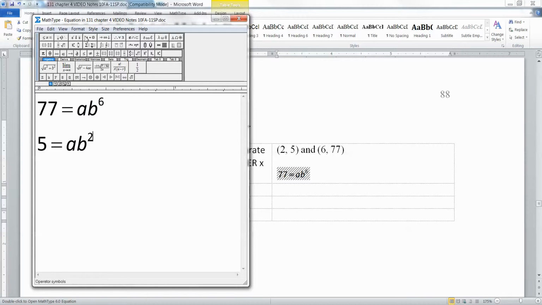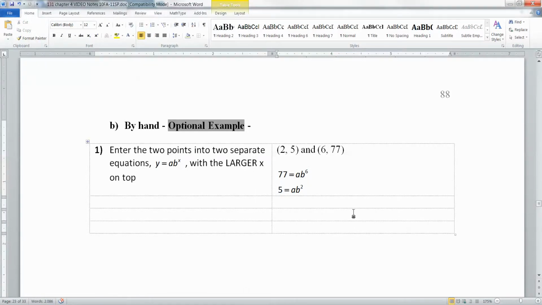Now I know what you're thinking. You're thinking, why in the world are you doing that? Okay, well remember in chapter 3 that you could eliminate variables. Hold on, let me pull up chapter 3.